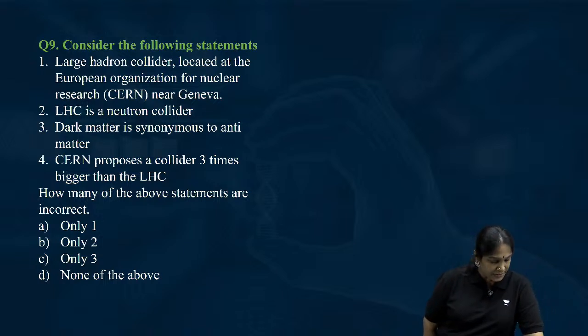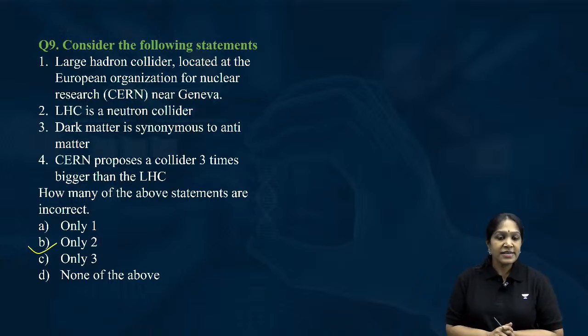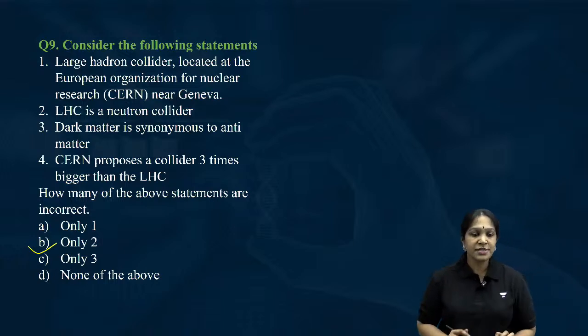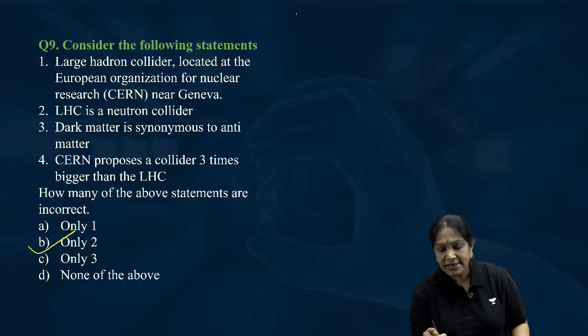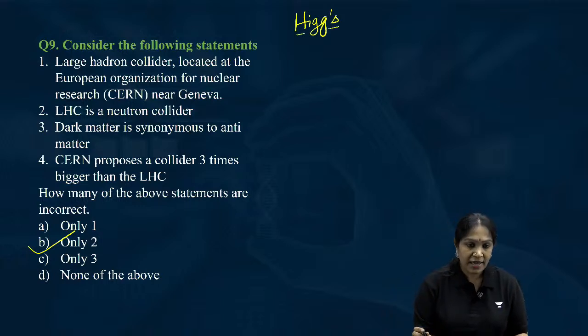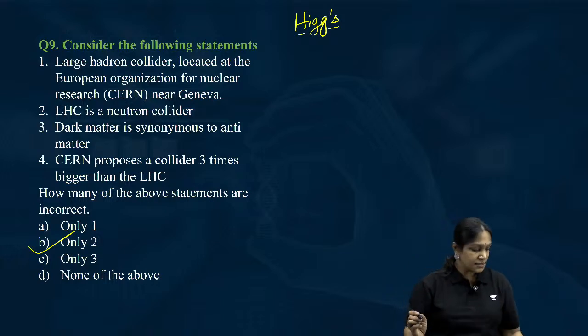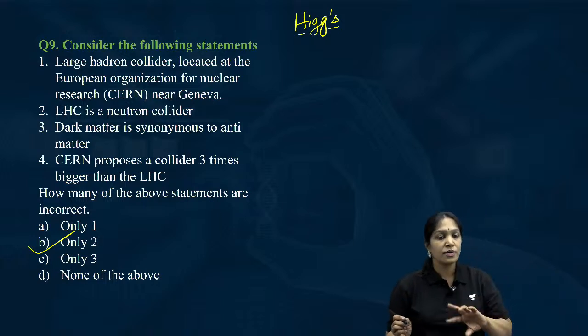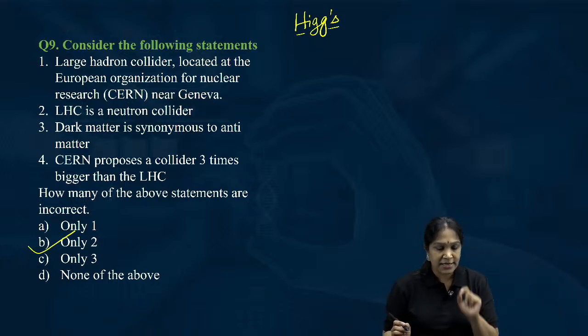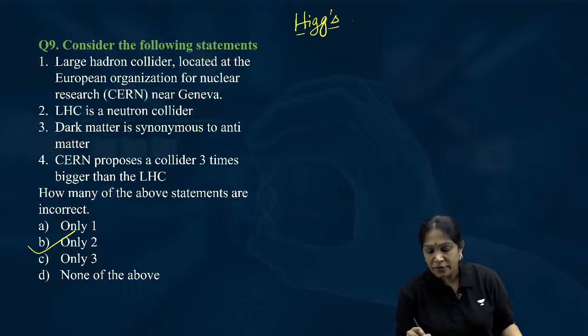Okay. Ninth question. The answer is B. Only 2. But before we discuss the question, let us try to understand some basic concepts. We have to first understand what is Higgs field. Why are we discussing this? Recently, this great scientist passed away. He got the Nobel Prize because of this discovery. There was a lot of news related to that. In that context, we are discussing it. Is it clear? First we are discussing Higgs field.